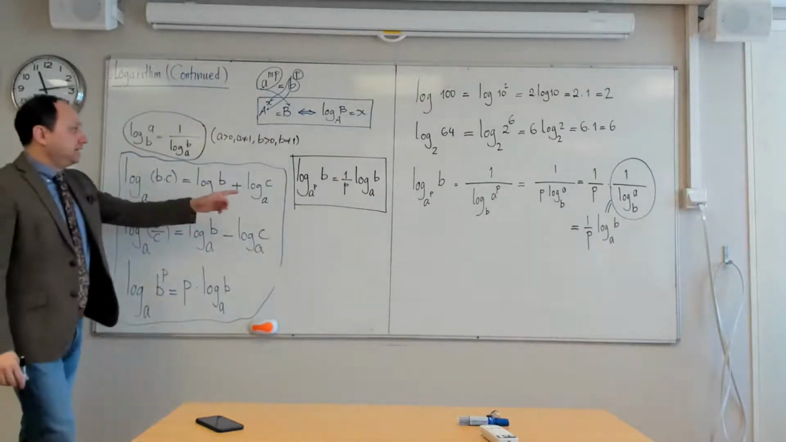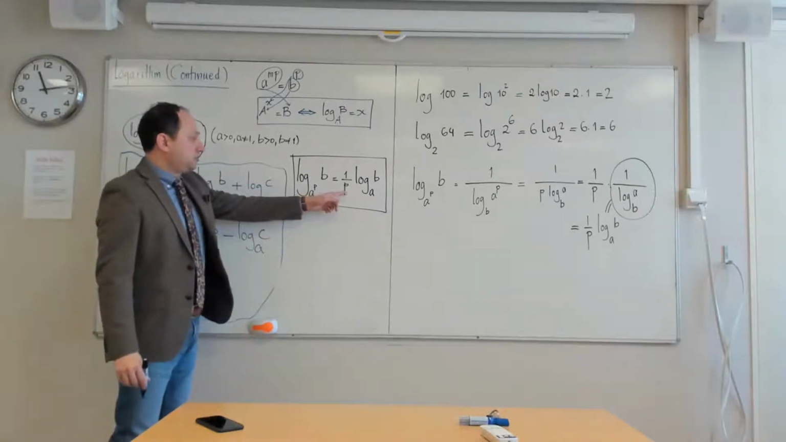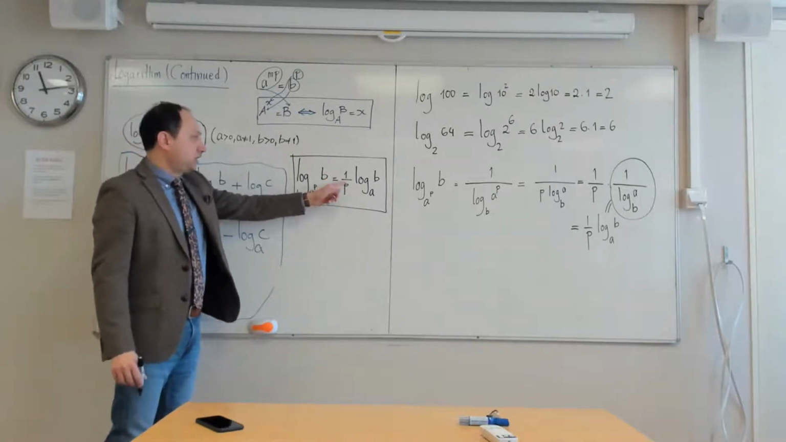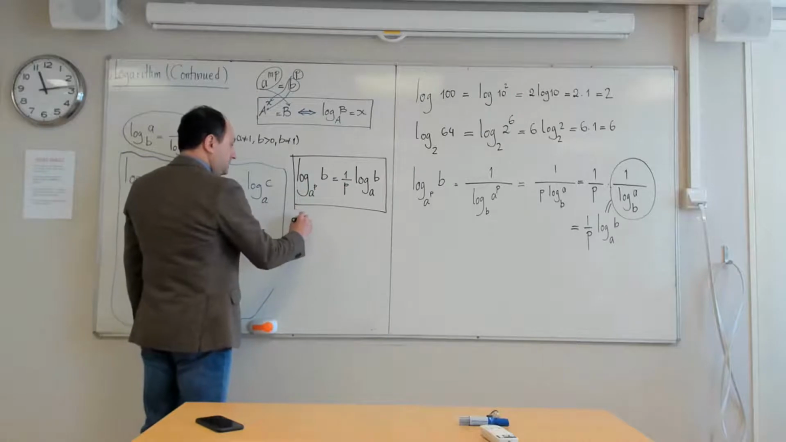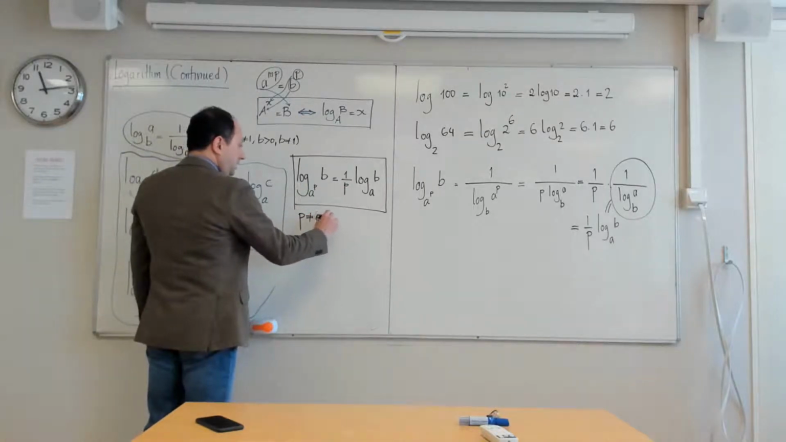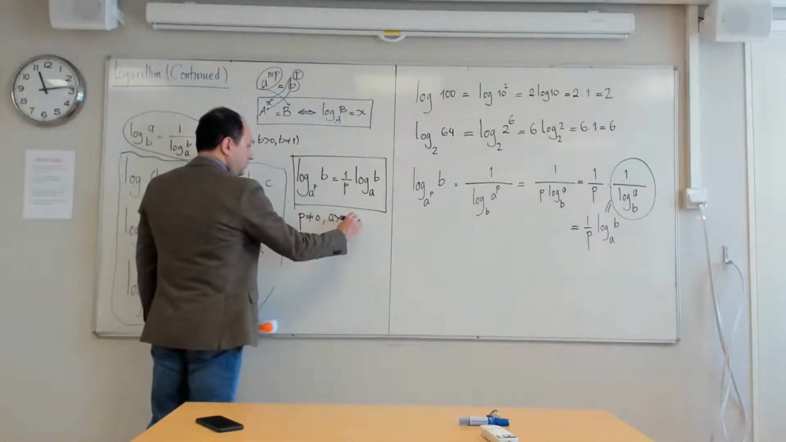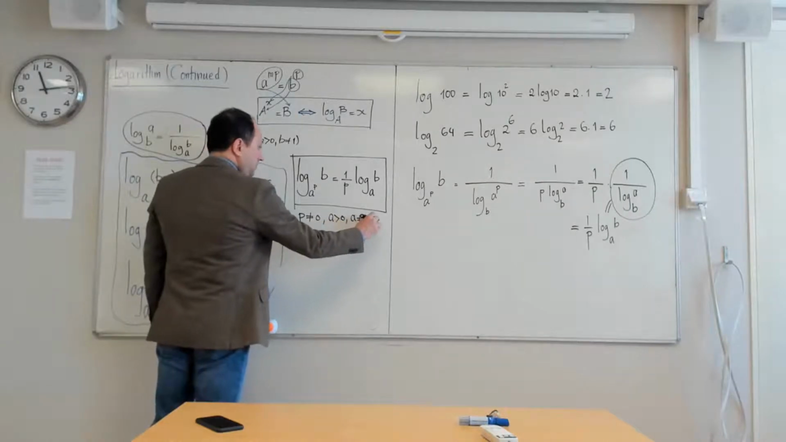Of course, again, p is a number which is not 0, because of 1 over p. So here, p is not 0. A is positive and not equal to 1. B is positive.